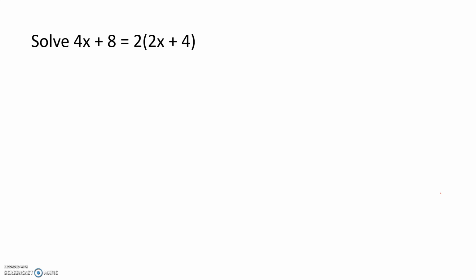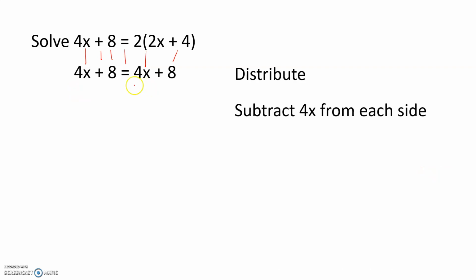There are 2 more slides with 2 weird situations that happen. Here's the first weird situation. I distribute, and I get 4x plus 8 equals 2 times 2x will be 4x. 2 times 4 is going to be a positive 8. Okay, if I have letters on both sides, I'm going to subtract 4x from the side to get the letter over to the other side, and what happens is 4x minus 4x goes away, I'm left with 8. Here's the equal sign, 4x minus 4x goes away, I'm left with an 8.